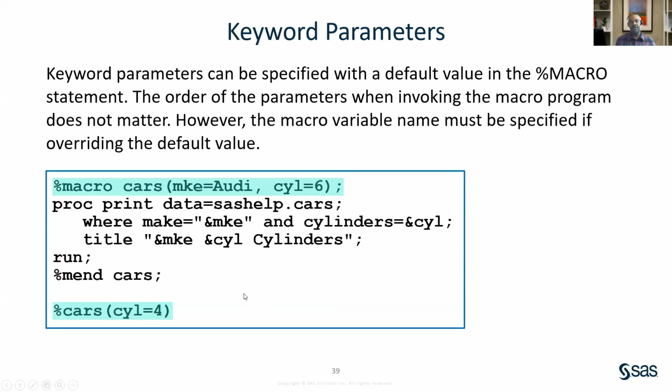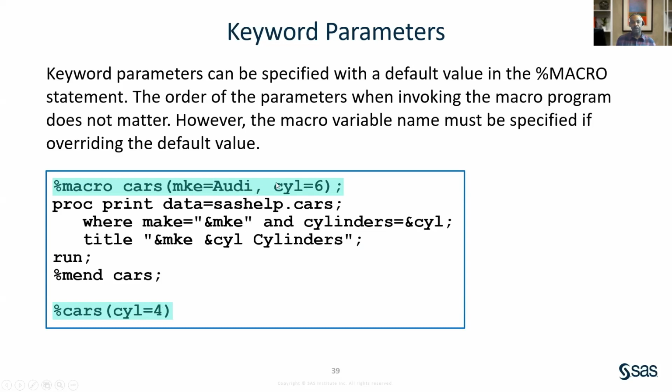What about keyword? Keyword, you set defaults. I probably would have made by default Mercedes-Benz or Porsche. We'll go with the Audi. Cylinder 6. When I call this macro program cars, I'm overriding the default value of cylinder. I decided, let's go with a 4-cylinder. Give me the makes of Audi with 4 cylinders. So in the where, make will be equal to Audi, and cylinders will be equal to 4.